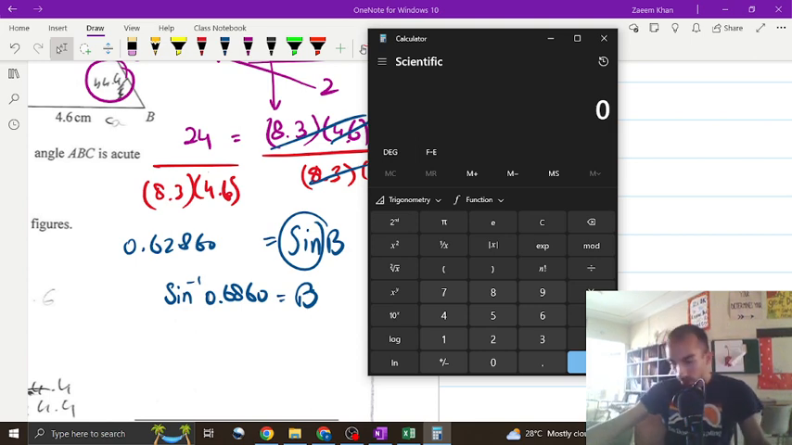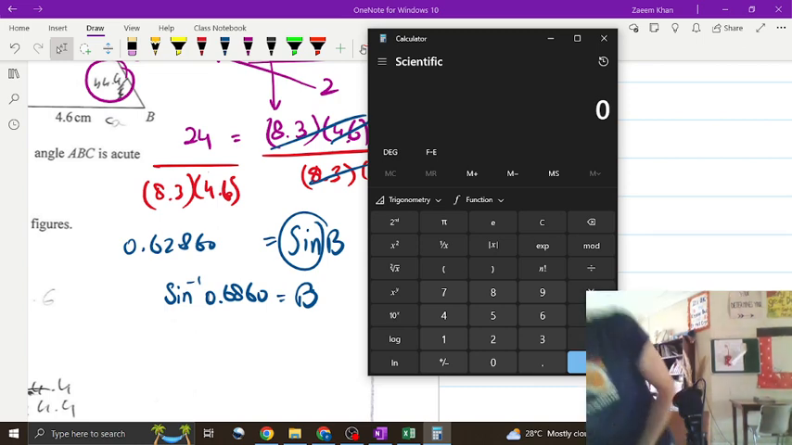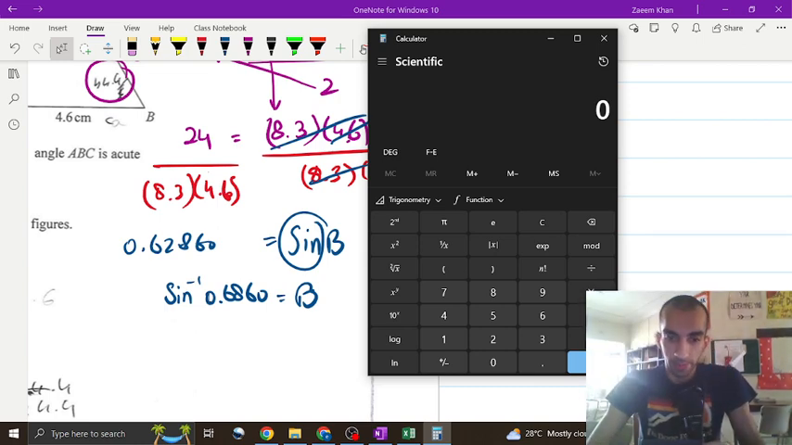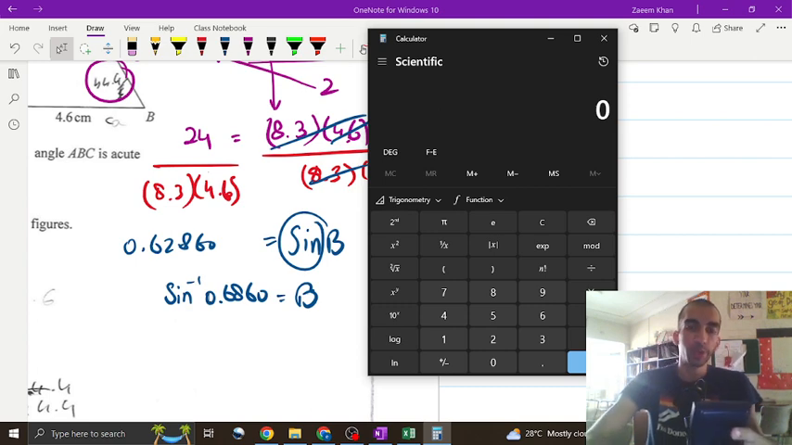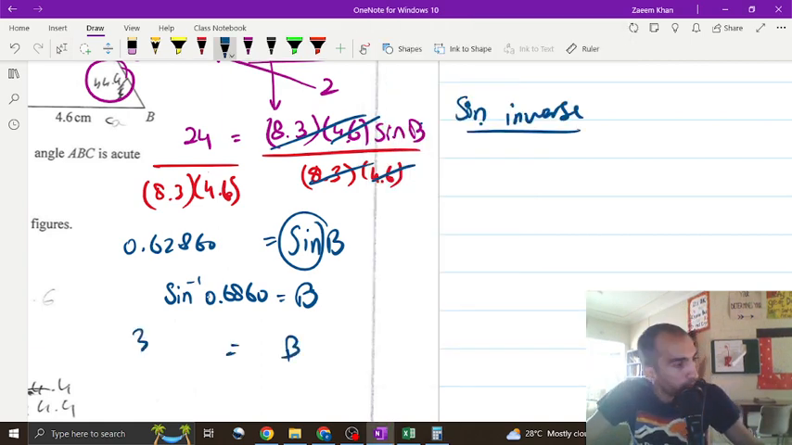Wait, I have a calculator. Why ain't I using one? Hold on. Sine inverse of 0.62860, that comes out to be 39.94. So angle B is 38.9469.